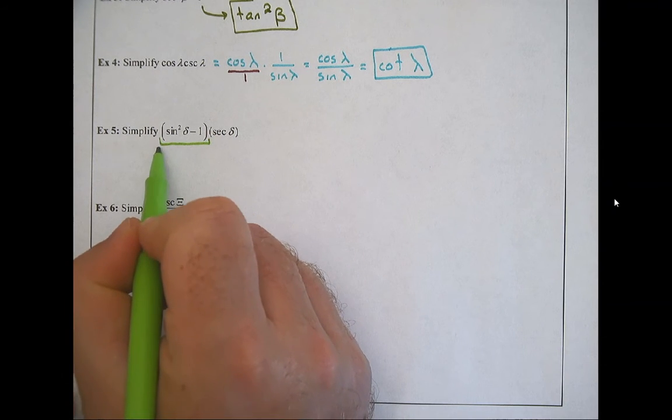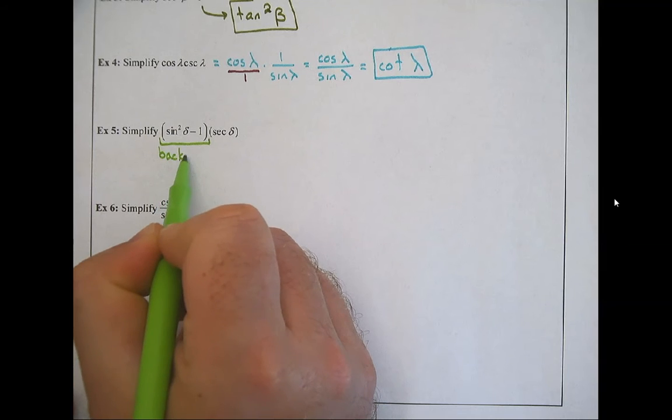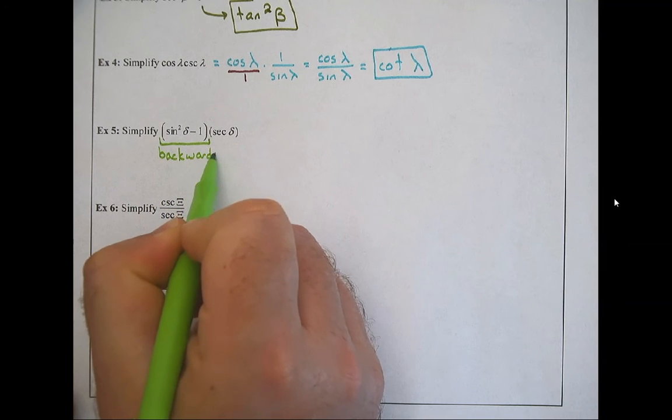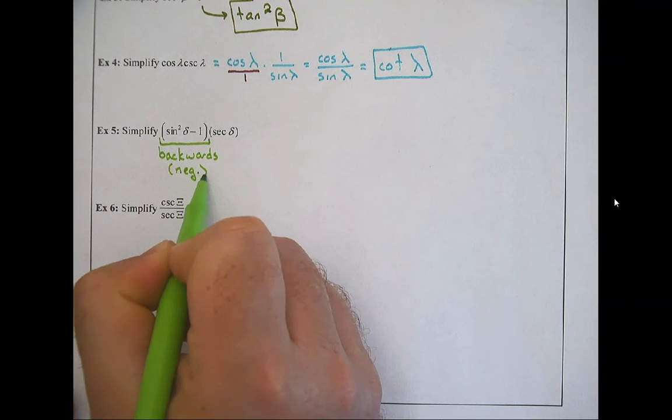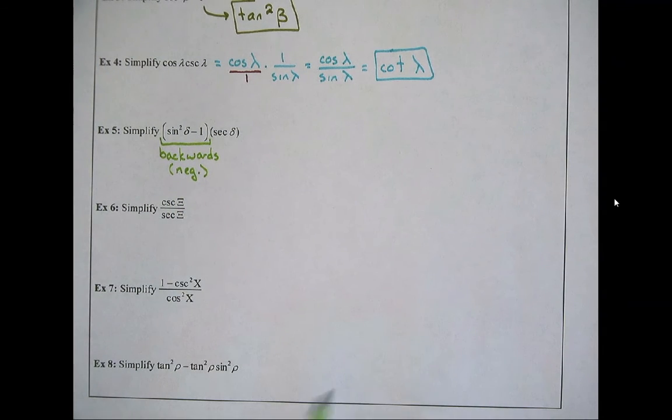If things are backwards, that means that you're going to have a negative. Now, that's a little bit misleading because what if it's sine squared plus 1? Can you switch around a plus and get the same answer? What's 10 plus 3? What's 3 plus 10? So addition is what we call commutative. Subtraction is not commutative. Subtraction is off by a negative.